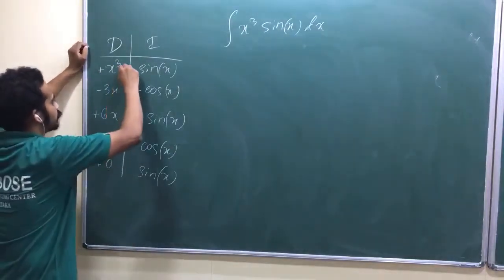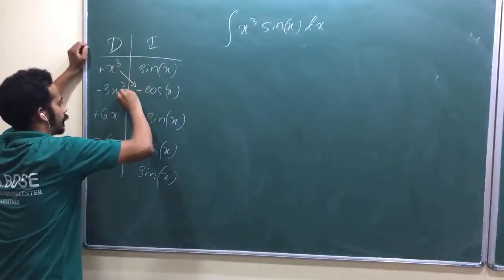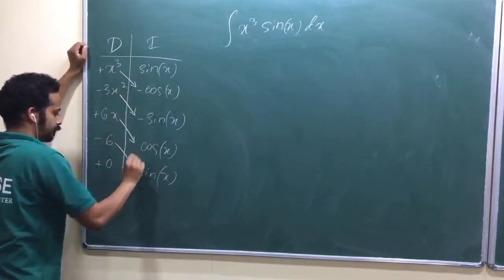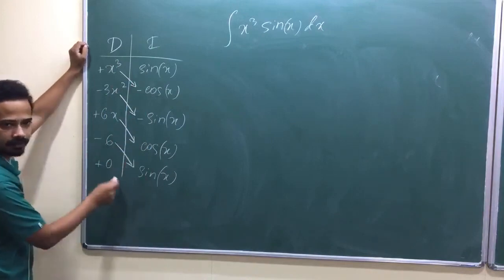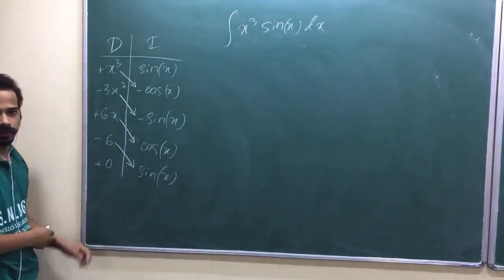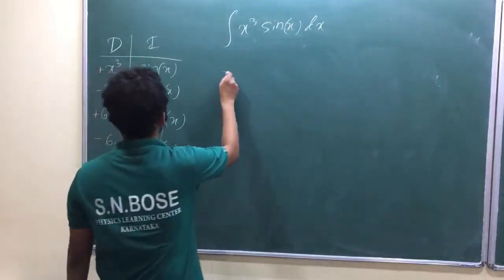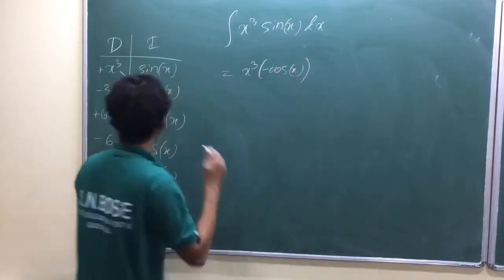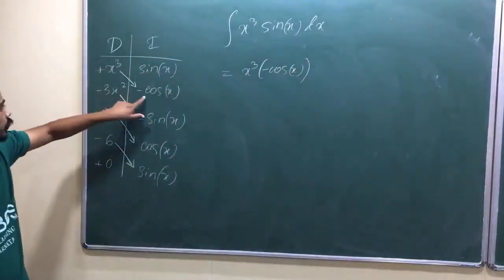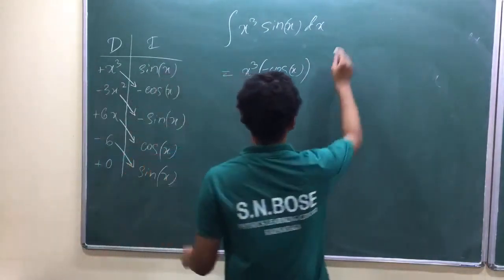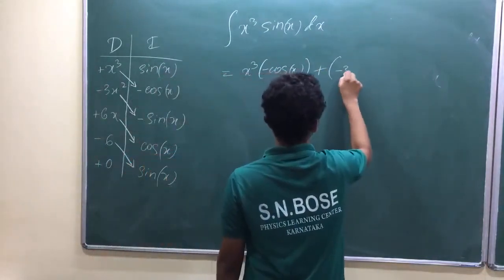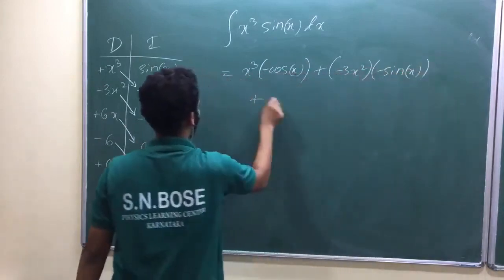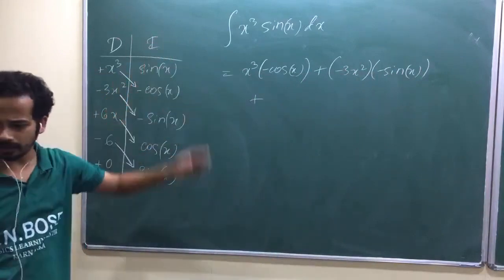And you have to cross multiply this. It's a kind of trick. Definitely, if you cross multiply with the next one, that will be 0. You don't have to cross multiply. Collect the terms and write that one. What is that? X cube into minus cos x, isn't it? This one into this one, minus 3x square into minus sin x, plus 6x into cos x. Then you can apply the limit. If it is a definite integral, then you can apply the limit.